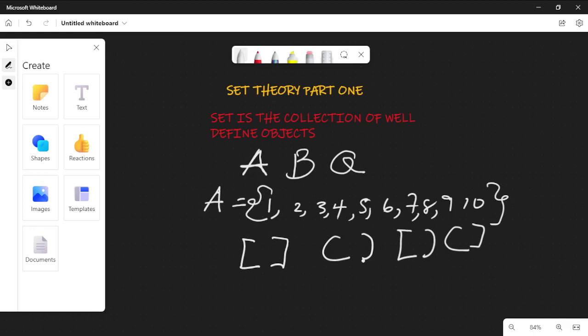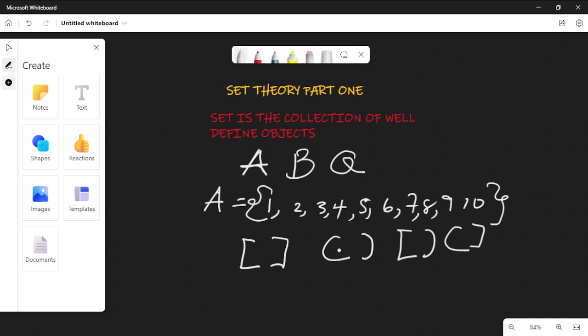Now, why are all these ones not sets? This particular bracket you have here is called an interval, a closed interval. This bracket is used to represent what? A closed interval. This one is used to represent an open interval. This one is used to represent a half closed, half open interval. And this one is used to represent what? A half open, half closed interval.